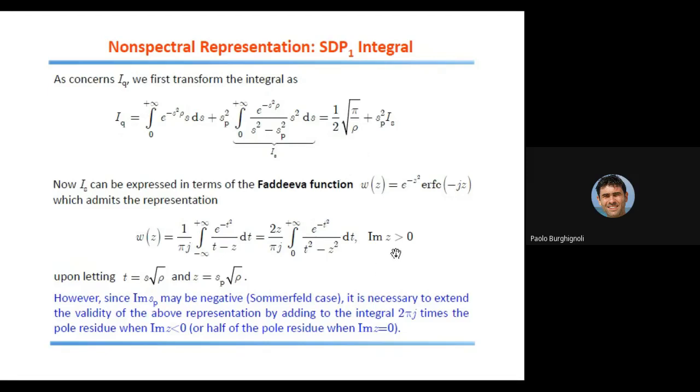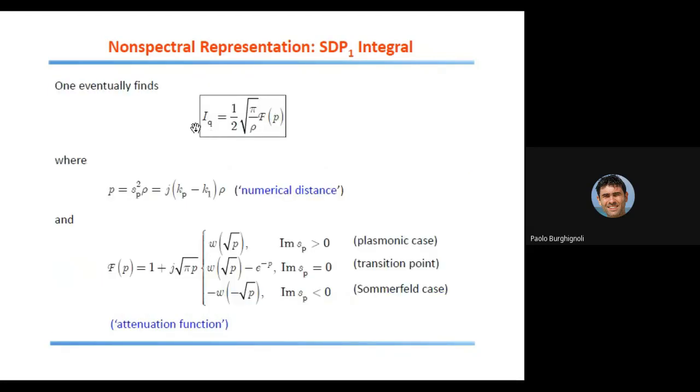Note that the imaginary part of our pole may instead be negative, since we may be in the Sommerfeld case. In this case it is necessary to extend the validity of this representation of the Faddeeva function to take into account the contribution of this pole, by adding to the integral the residue contribution of this pole. So taking everything into account, the final result is that the compensating integral, IQ, can be given a closed form in terms of the so-called attenuation function.